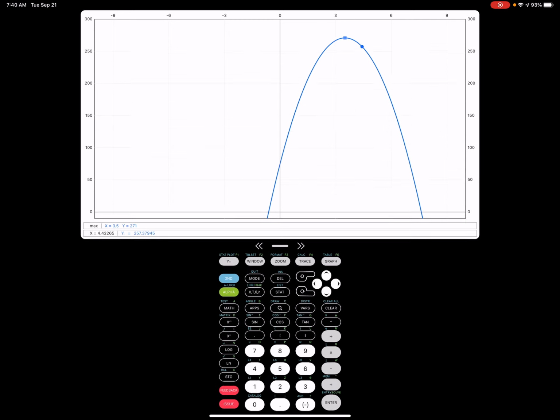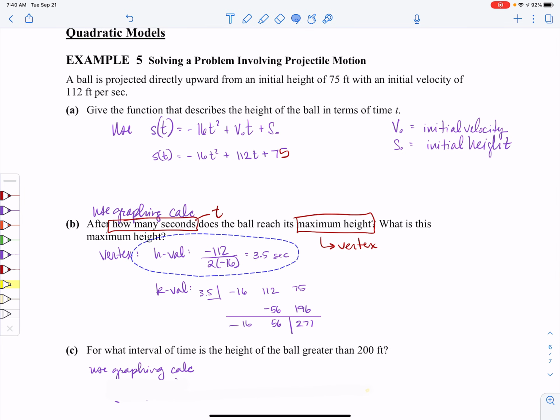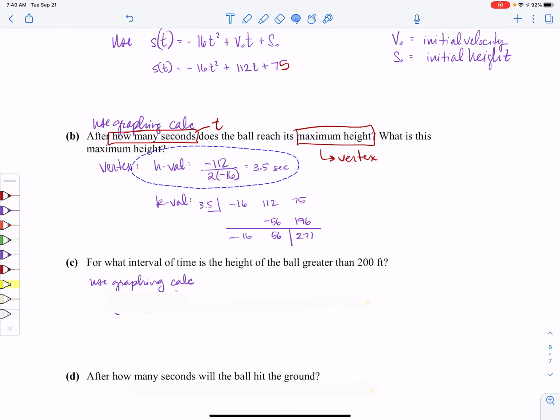Now notice at the bottom of your screen, it says that your maximum occurs at the x value of 3.5. We already found that. And the y value is going to be 271. And again, if you look at my work there, you'll see that I plugged in the 3.5 and I got out a 271. So let's make this make sense then.